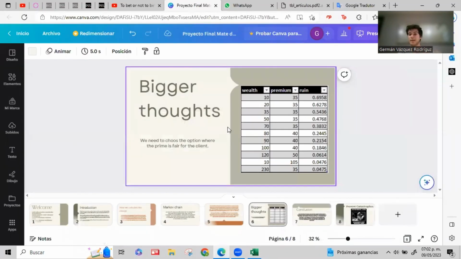On bigger tasks, as we claimed before, we need to choose the option where the premium is fair for the client. Here we have a 35, that's very fair, but we also need a certain profit for the insurance company. So a premium of 50 is maybe fair as well, and our wealth decreases a lot, right? A 120 wealth needed. Also, the risk is going to change. We have a little bit more risk with this. But for example, in this 105 premium, that's very unfair for the client, and we only need a 10%.